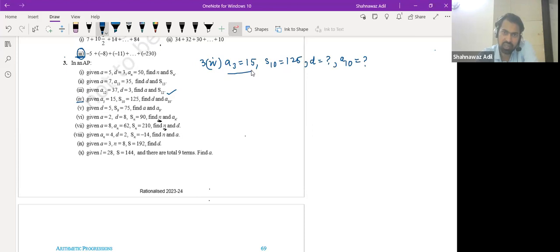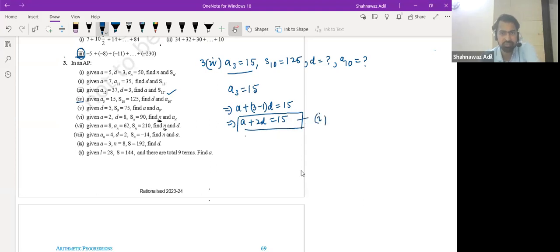Okay, so this is A. So how can we write A3? A plus n minus 1 into d. But n is 3 in this case, so this would be A plus 3 minus 1 into D, which is 15. So this is A plus 2D, which is 15, right? So this is the first equation that we have, right?